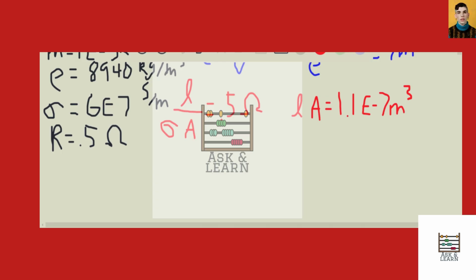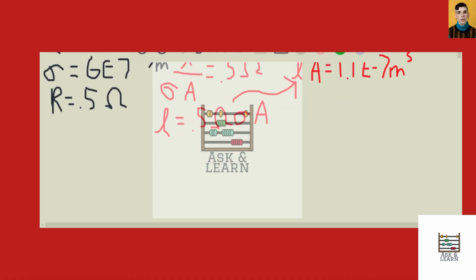So there's a couple different ways to solve this system. One of them is multiplying the equation on the left by sigma times area, which lets you solve for L. So then L equals 0.5 ohms times the conductivity times the area. And then you plug that value for L into the equation on the right. That allows you to solve for the area. And then once you have a value for the area, you can plug that back into one of the original equations to solve for the length.